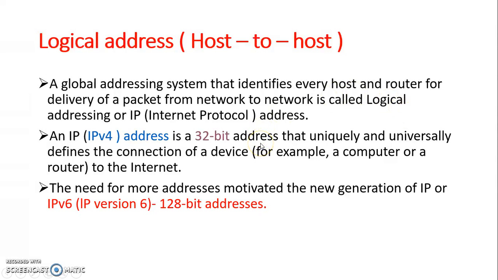Now, due to demand of addresses in many organizations, this IP version 6, the other version of IP address, has evolved, and this is a 128-bit address. And this has many advantages, like it gives greater flexibility in address allocation.